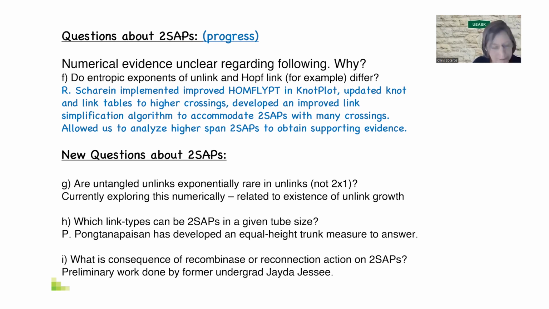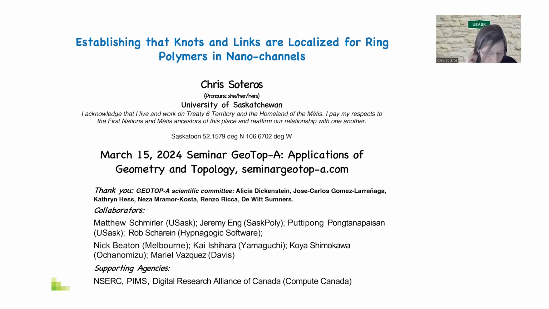So for these two SAPs, both of the polygons have to have equal length. And so he's got some results. He's got some results about what we call equal height trunk. So sort of related to the trunk, but equal height trunk, and you can use that to determine which are embeddable as two SAPs. Yeah, so that definitely has been studied and determined. Yes, not by me, but by others.